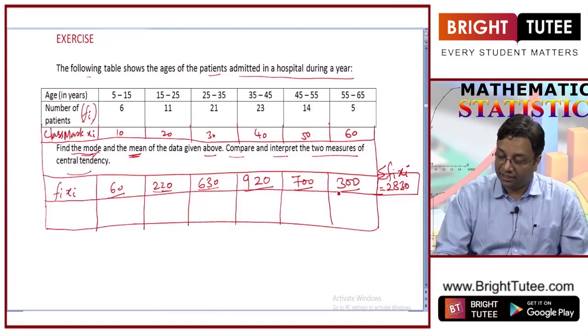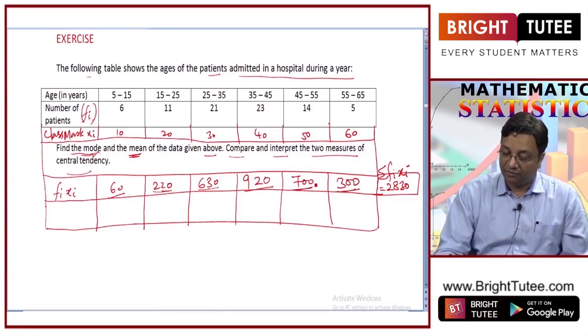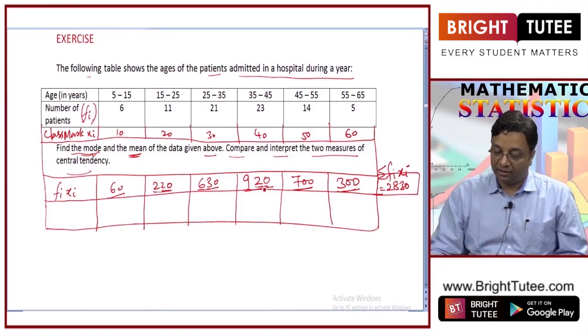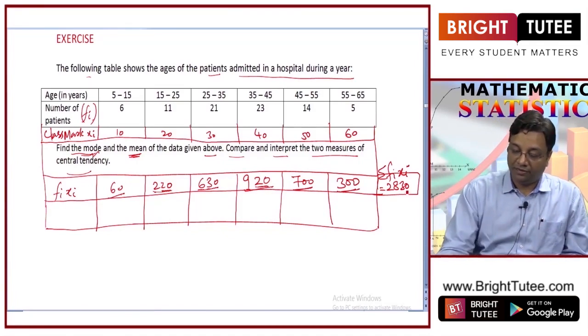You just check it again, 300, 700, 1000, right. So, 1900, 2500, 2700, and then 2780, 2810, 2830. So, yes, this sum is correct. So, this is sigma fi xi.